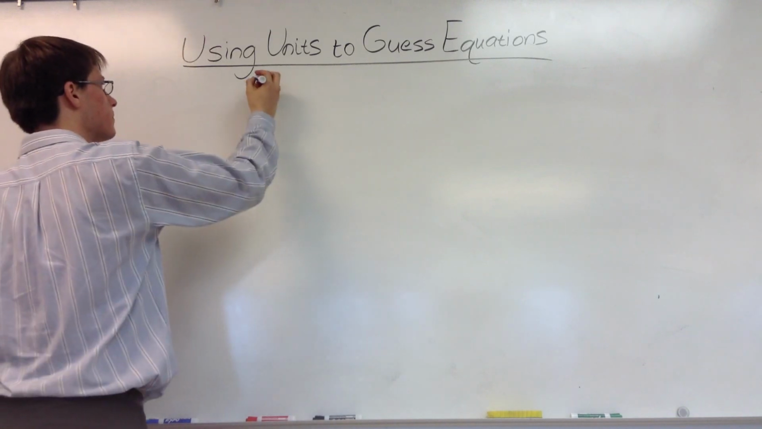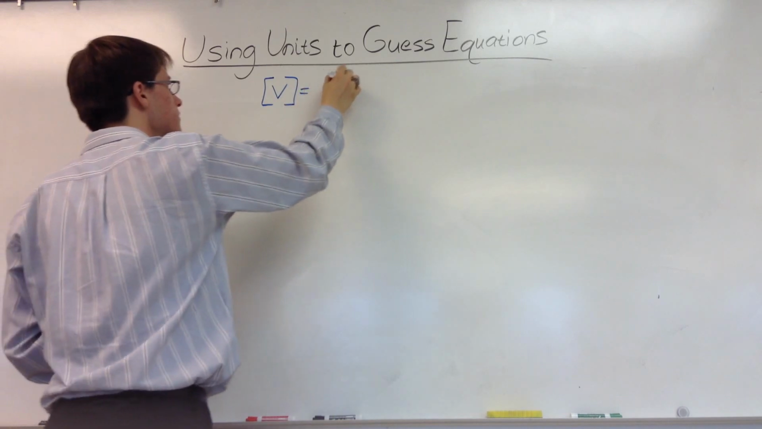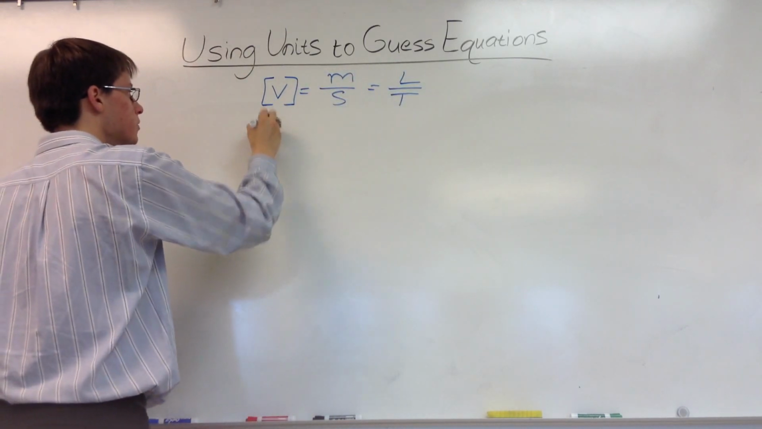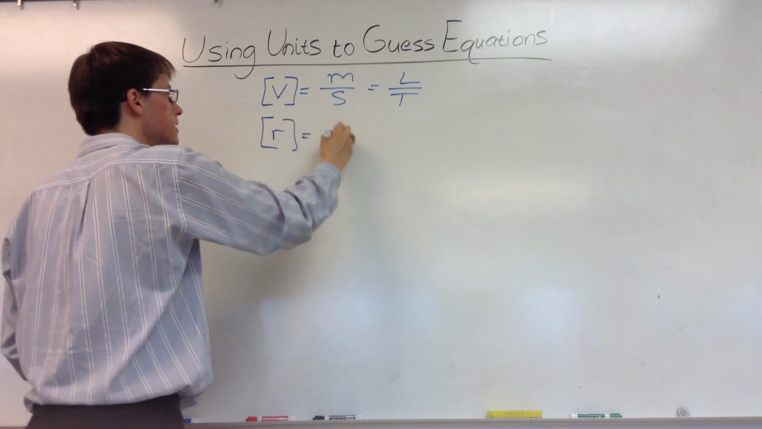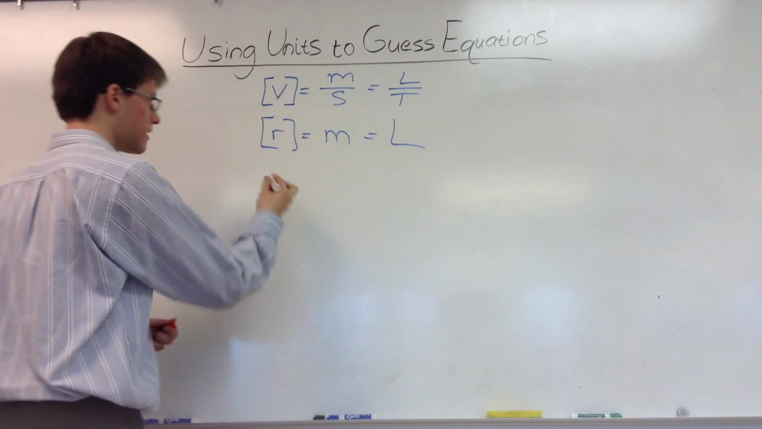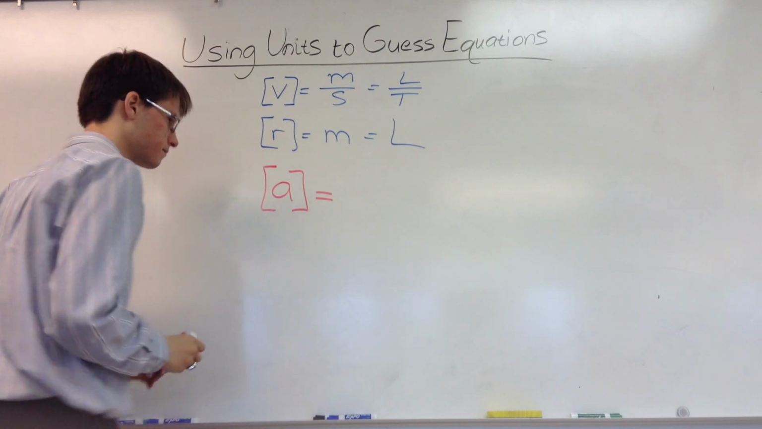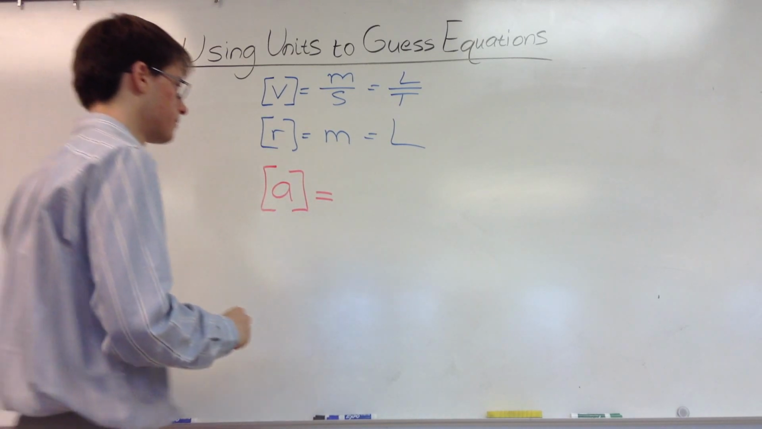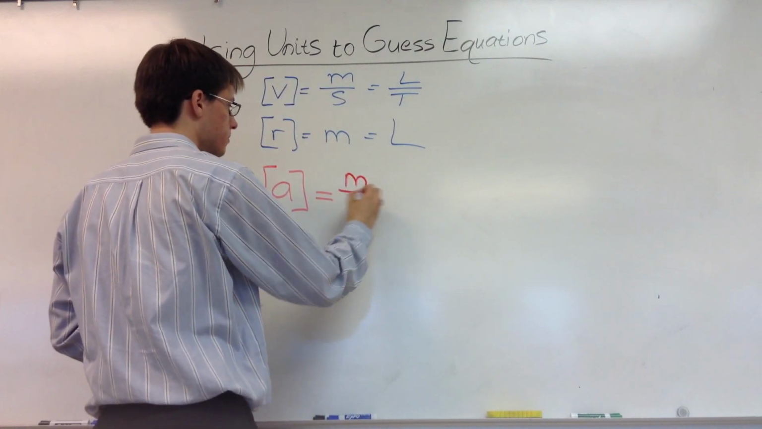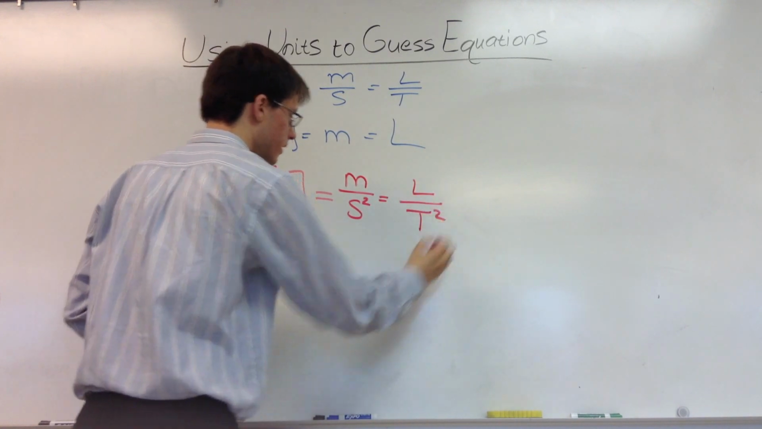Suppose I give you a velocity which has units of meters per second, or length over time, and I give you a radius, which has units of meters, more generally length. And from that, I want you to obtain an acceleration. So, the acceleration will have units of meters per second squared, or length over time squared.